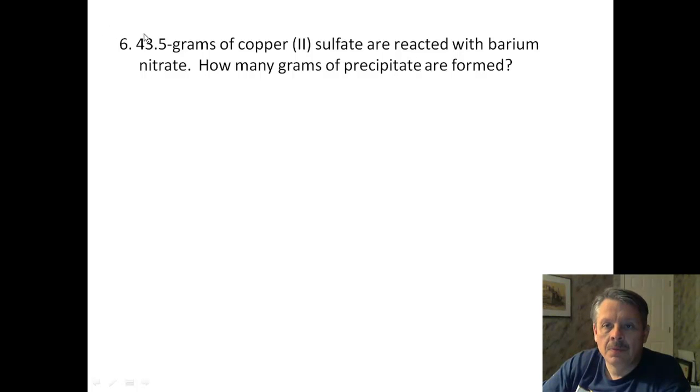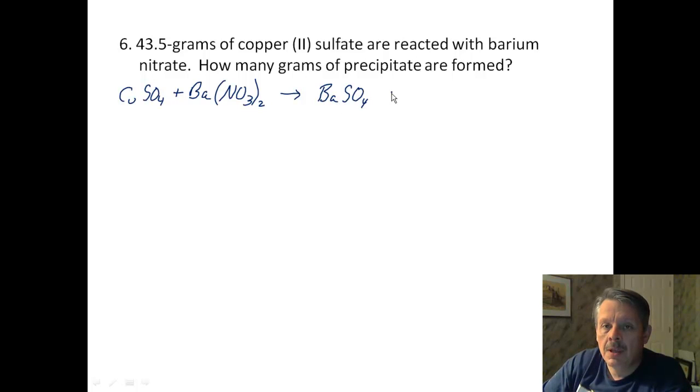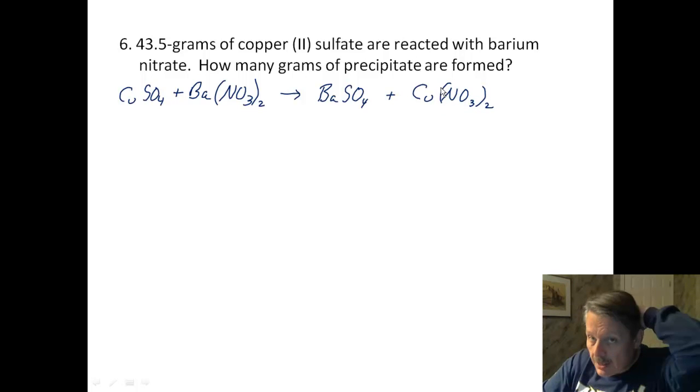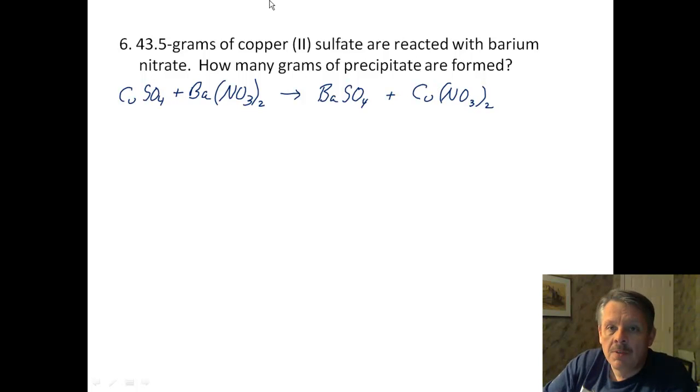Alright, we're reacting copper sulfate, CuSO4, copper 2 sulfate. We're reacting it with barium nitrate, Ba(NO3)2. Barium's +2, nitrate is -1, and it is producing barium sulfate, BaSO4, and copper nitrate, Cu(NO3)2, and it's copper 2, so it's NO3 twice. Right, and it says we're starting with 43.5 grams of copper sulfate.